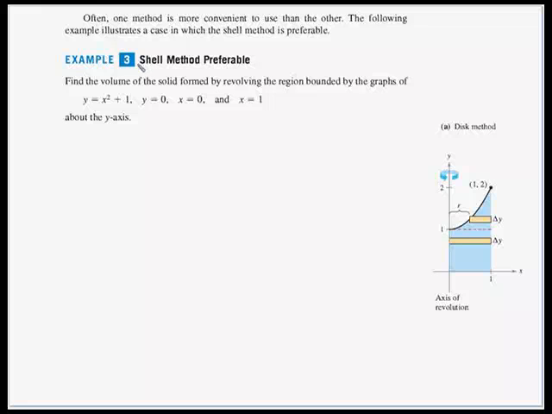Okay, example 3 here might look a little familiar to you from the last section. It says, often one method is more convenient to use than the other. The following example illustrates a case in which the shell method is preferable.